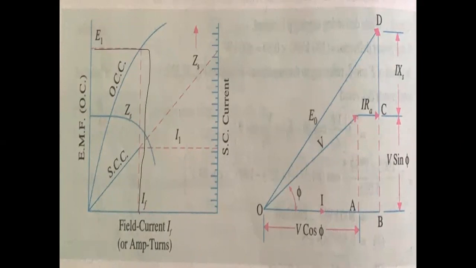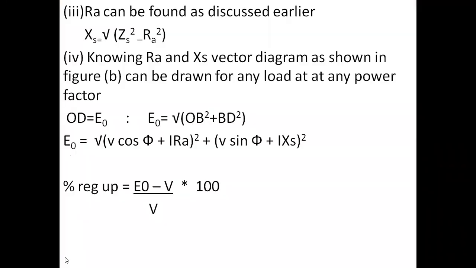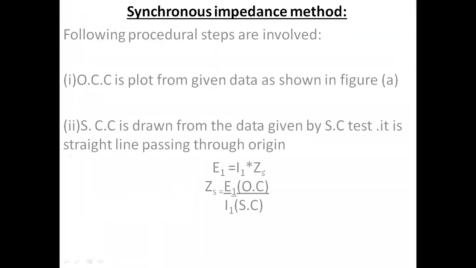When the winding is short circuited, the terminal voltage is 0, right? So it is assumed that the whole of this voltage E1 is being used to circulate the armature short circuit current I1 against the synchronous impedance ZS. So I can write E1 is equal to I1 into ZS. From this, ZS is equal to E1 by I1, where E1 is open circuit and I1 is short circuit.